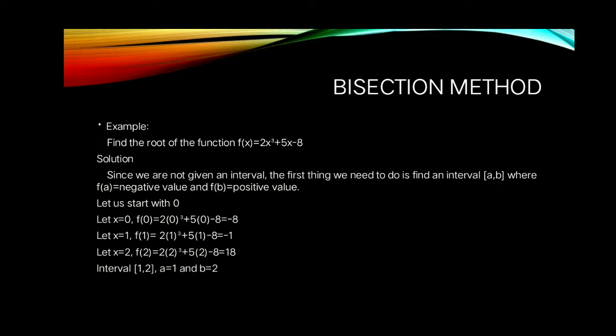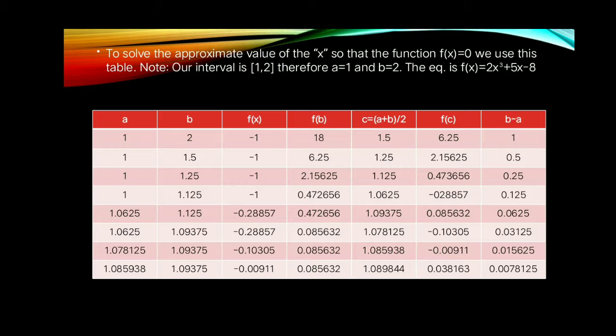Since we now have succeeding values of opposite sign, that will be our interval. The interval now will be 1 and 2. This is where the root, or the value of x that will make f(x) equal 0, will be located. To solve the approximate value of x so that the function f(x) is equal to 0, we use this table. Note, our interval is 1, 2. So therefore, a is 1 and b is 2.